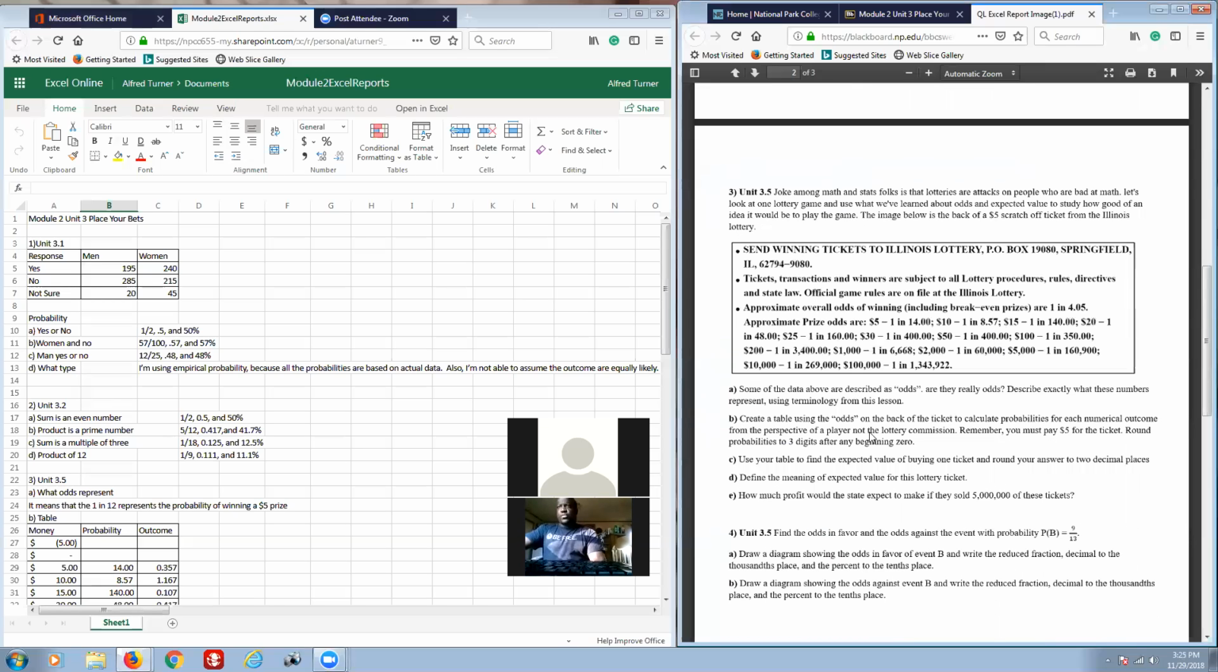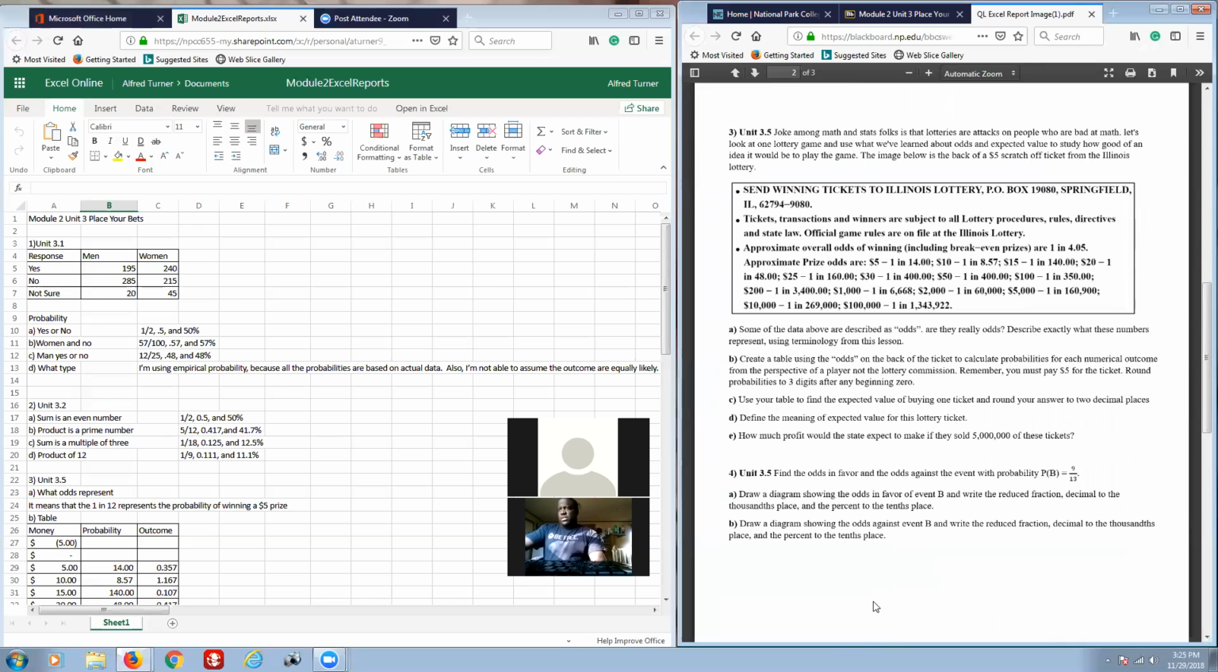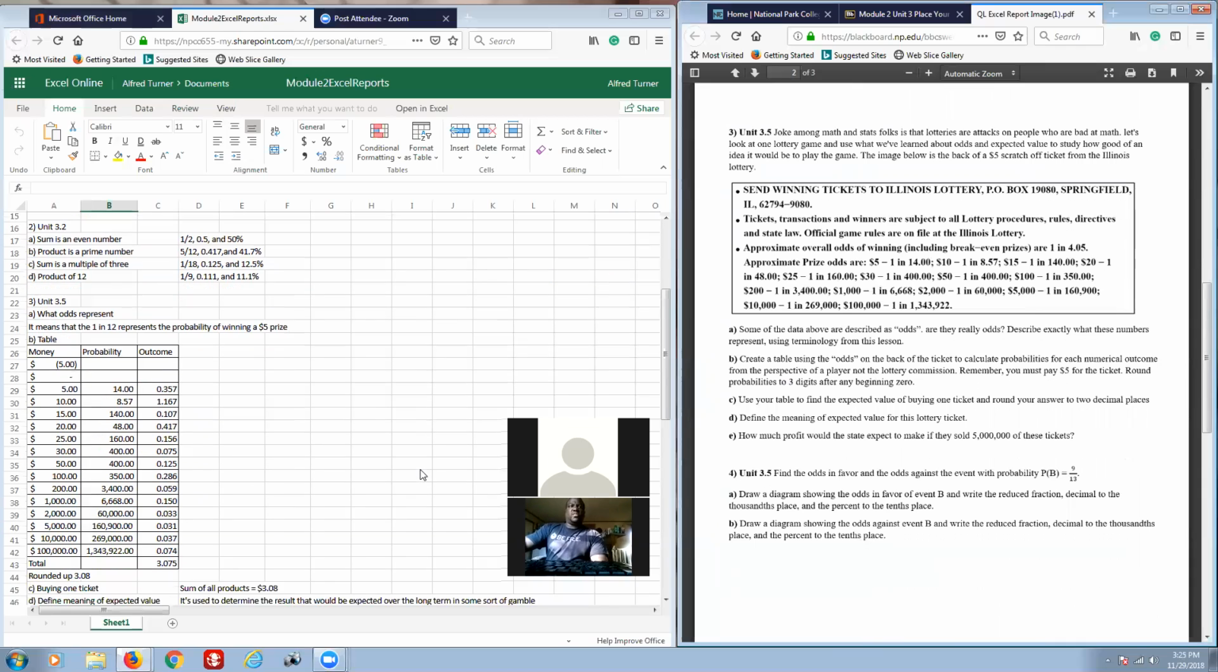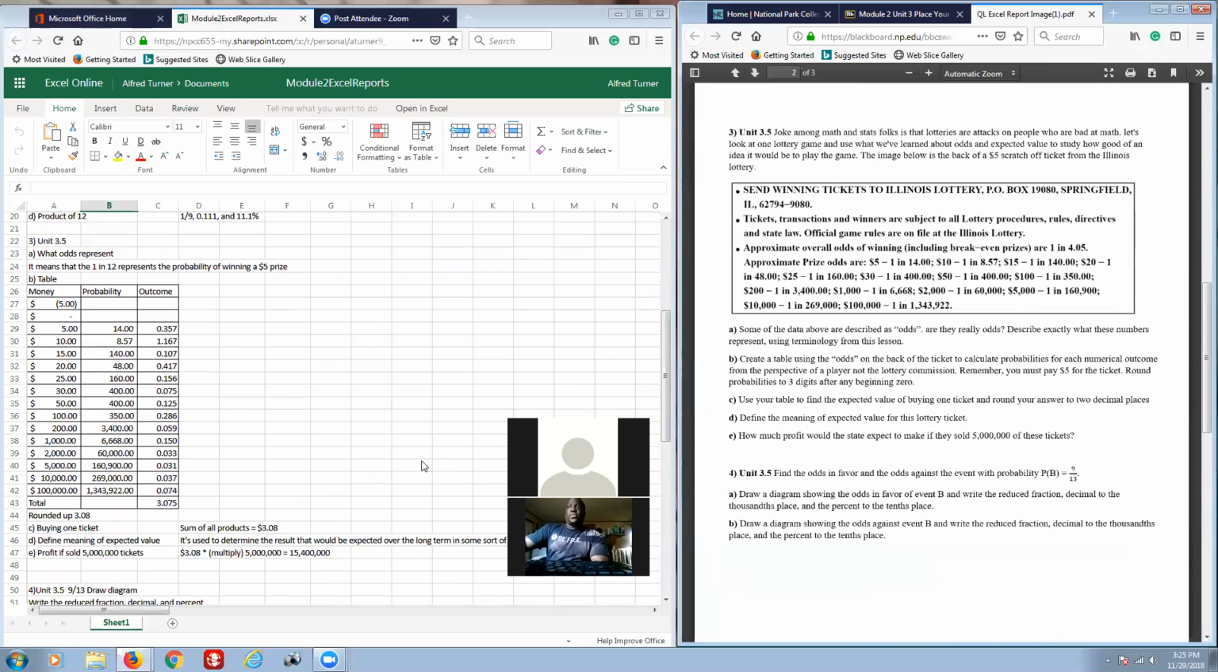Number 3, moving right along. This is pretty much a long answer, so I'm going to sum it up just a little bit. I'm going to cover every single thing in it. As for the introduction, you're looking at a lottery ticket, and it shows right here in the middle, in Illinois, the odds of winning. The image below is the back of a $5 scratch-off ticket from Illinois. That's what I just said.